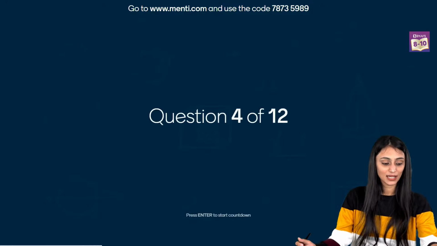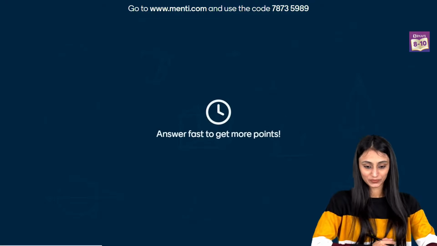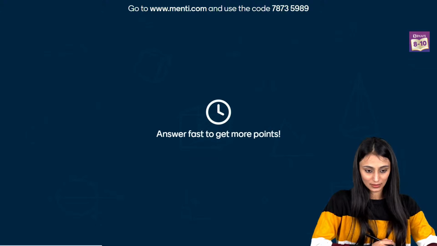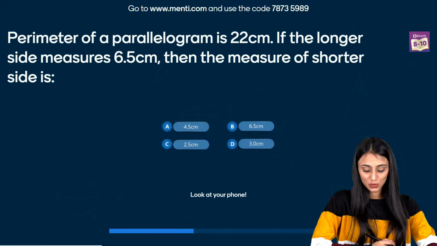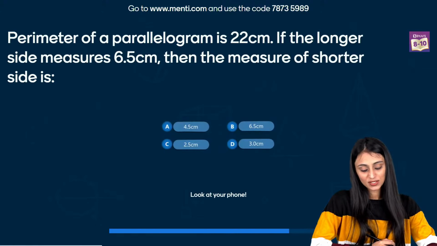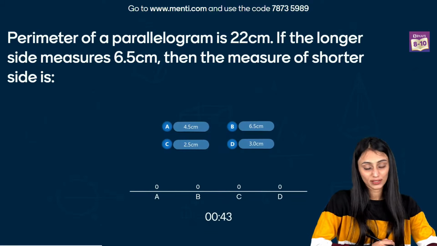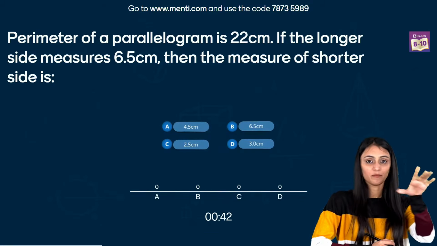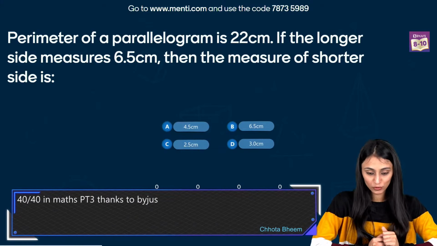All right. Let's take a look at question number 4 now. Perimeter of a parallelogram is 22 centimeter. If the longer side measures 6.5 centimeter, then the measure of shorter side is. 4 measurements are given for the shorter side. You have to look for the right one.